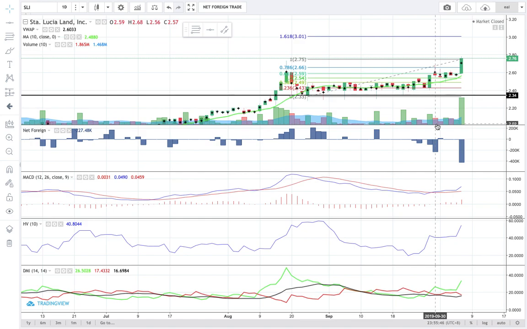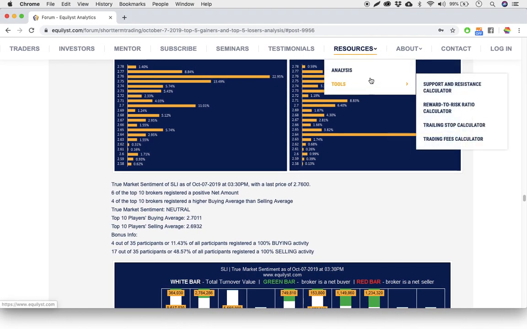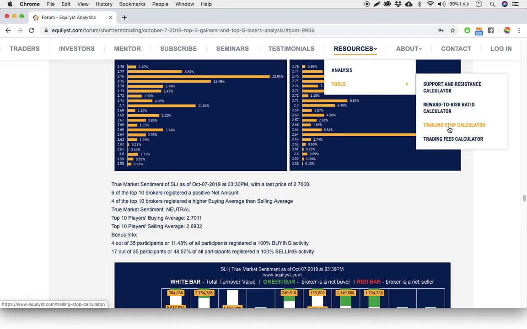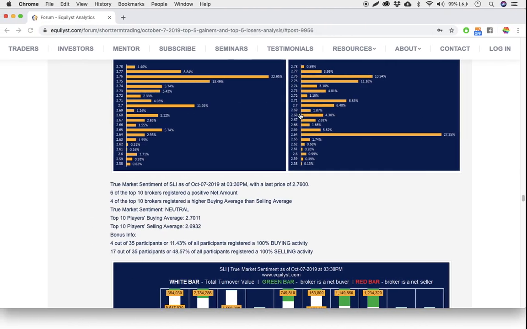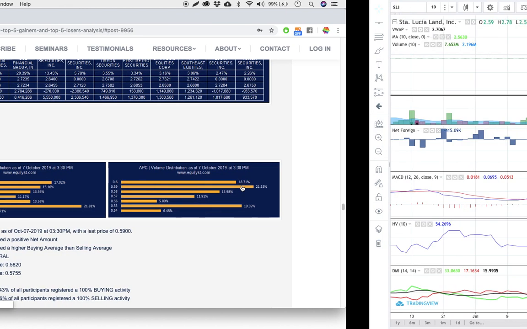And once you've entered a new position, this is very important, don't forget to calculate your trailing stop. We also have a calculator for that. So resources, tools, trailing stop calculator right here. Okay, so that's my advice for SLI. I am bullish on that stock.